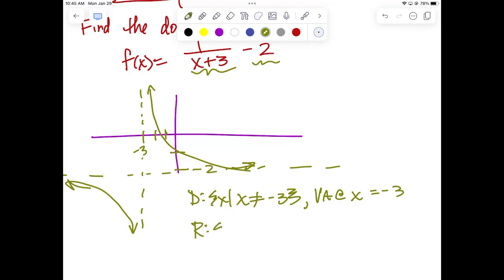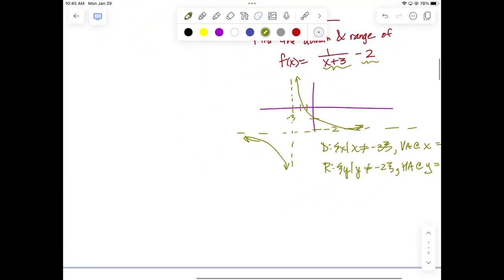And then for the range, we get the set of all y such that y is not equal to what? -2, and it's because there's a horizontal asymptote at y equals -2. Okay, so we say it doesn't equal -2 because there's a HA at y equals -2. Got it? Easy enough.